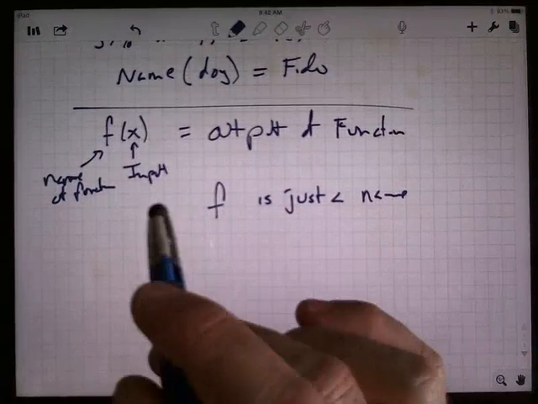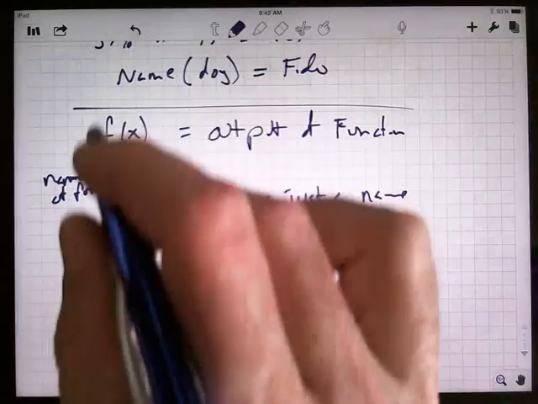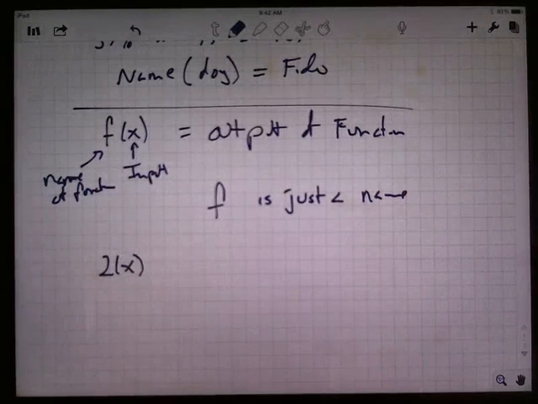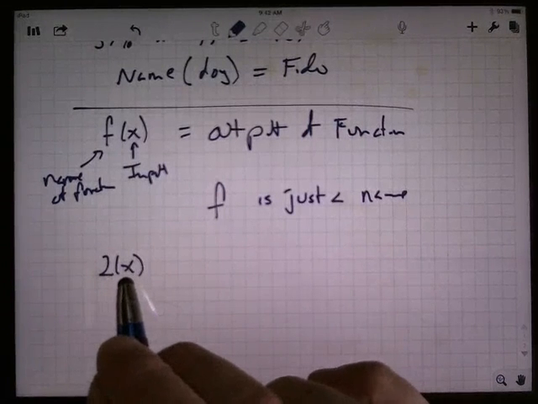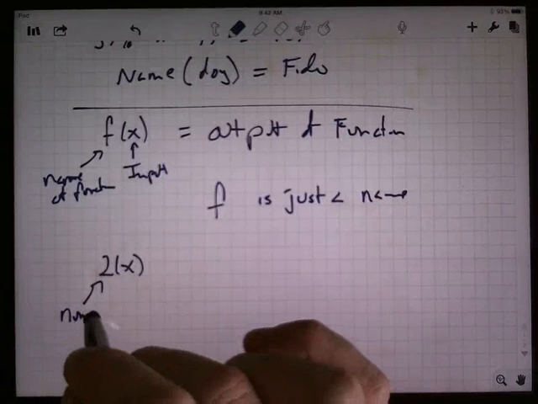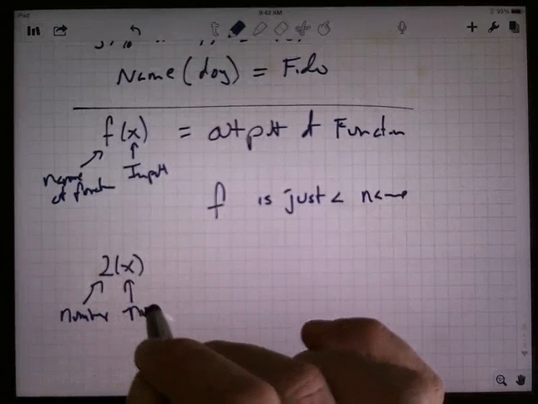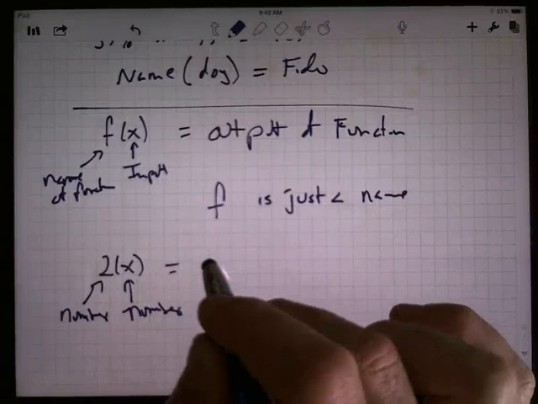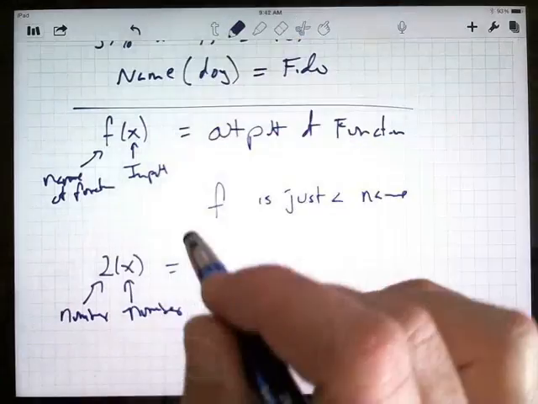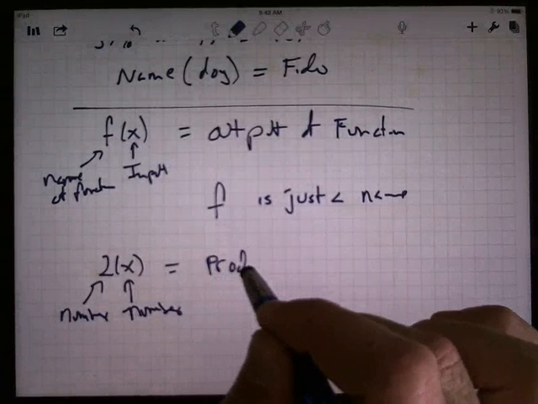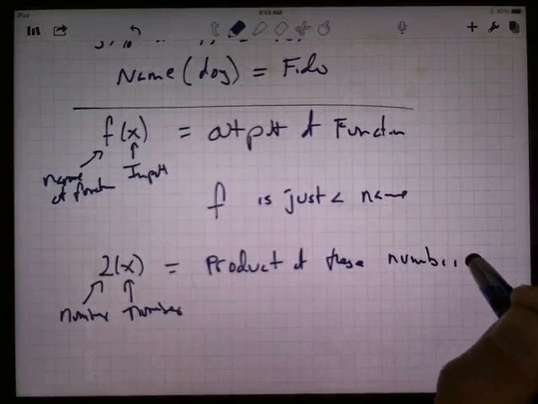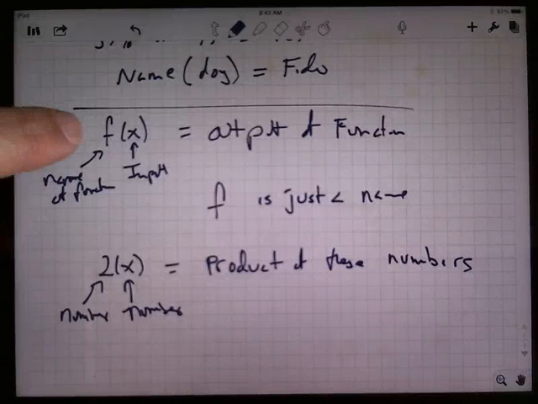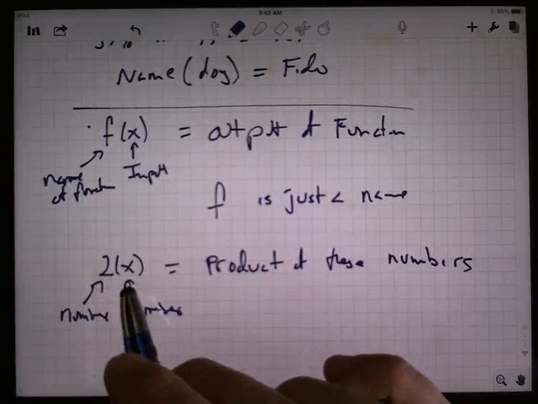Now, on the other hand, if I had something like this, this notation, 2 is a number and x is a number, and the answer is a number, right? It's the product of those two numbers. It looks the same here. This is not f times x. This is f of x. This is not 2 of x.